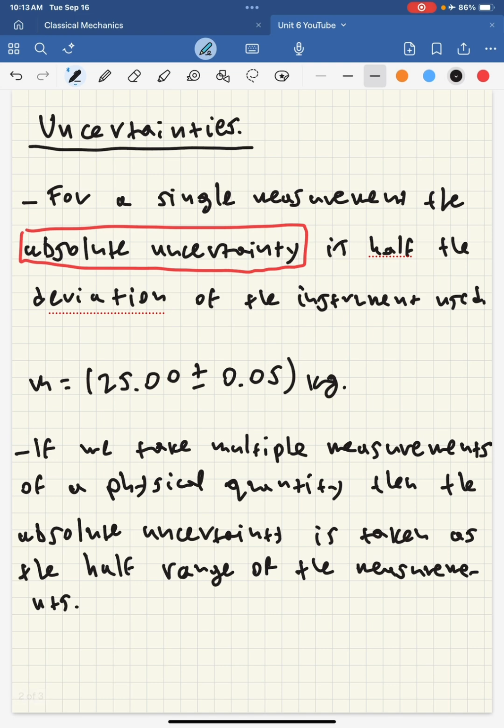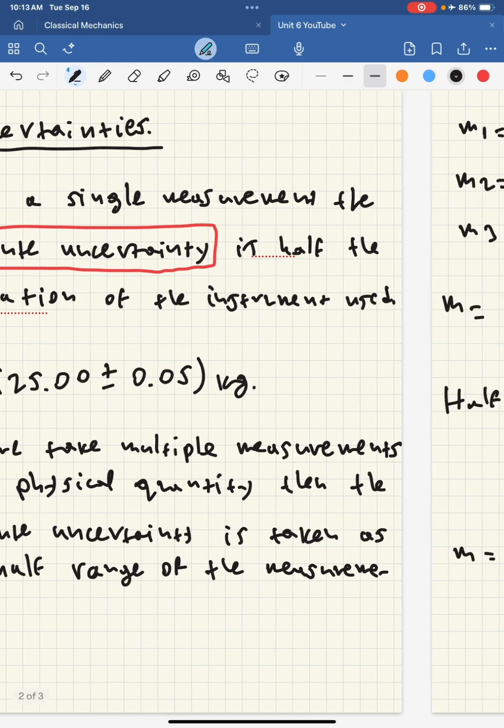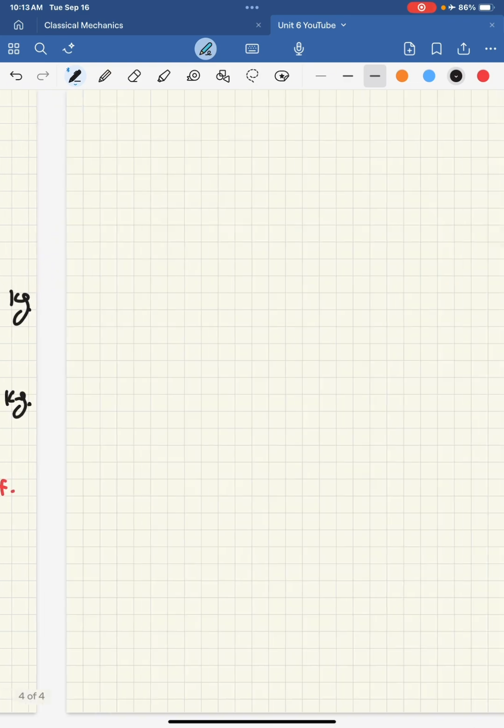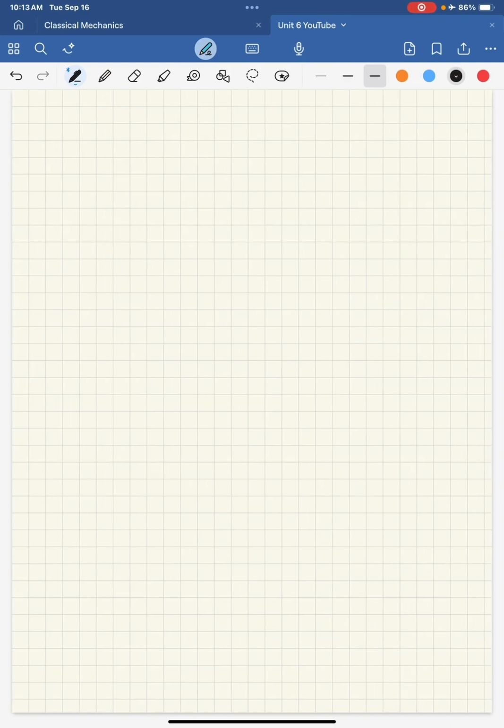So if it's a single measurement, you take half the deviation of your instrument, and if you have multiple measurements, so statistics are involved, then you take your measurement to be the average of those measurements, and the absolute uncertainty should be the half range of those measurements. Okay, I hope this makes sense. If it doesn't, ask me in the comments.